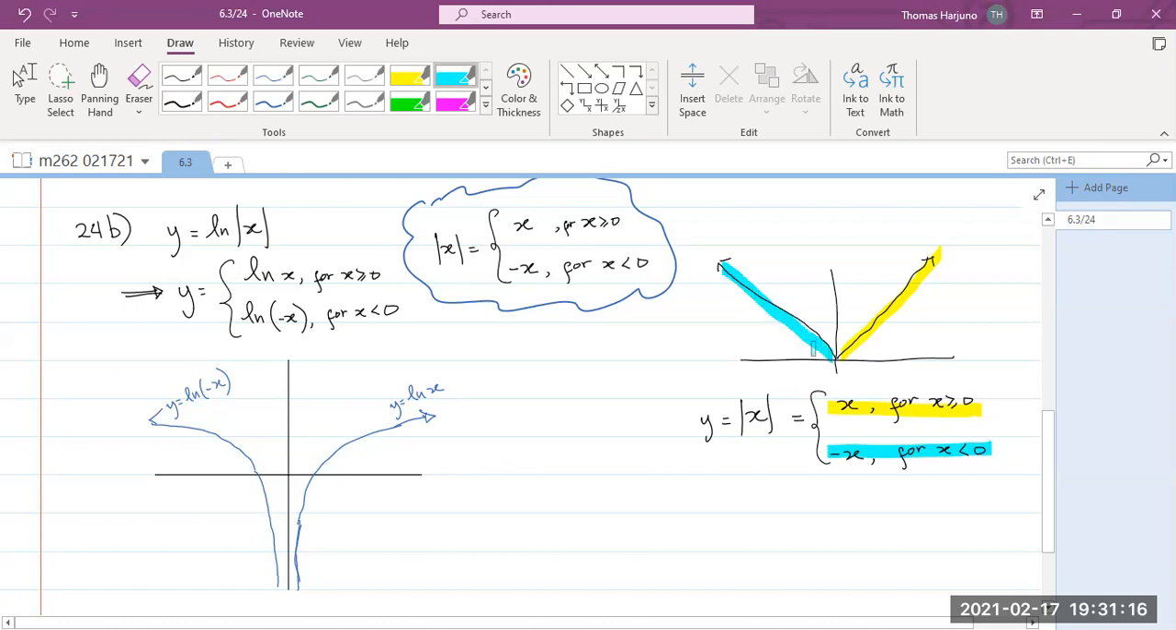Now when we apply natural log, it will give us this branch on the positive side. It will give us this branch on the negative part. But both of them together is the graph of natural log of absolute of x.